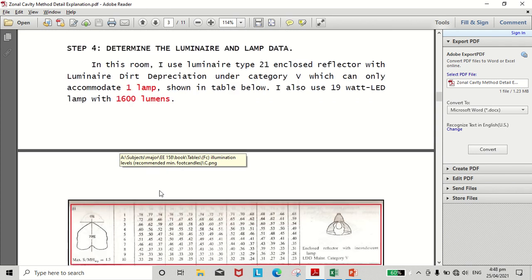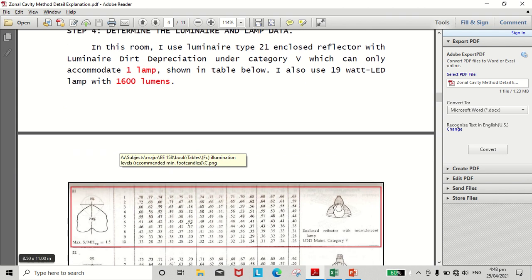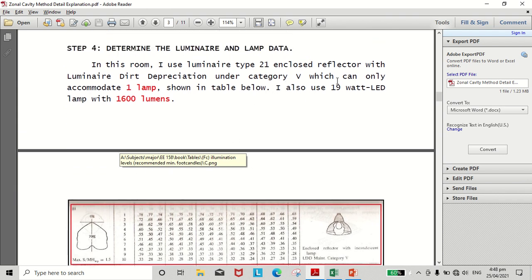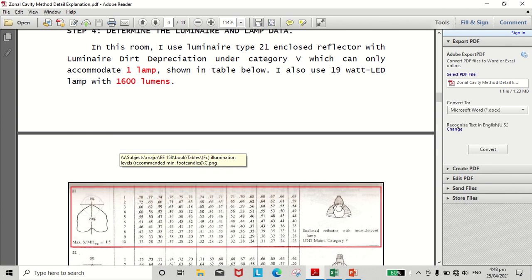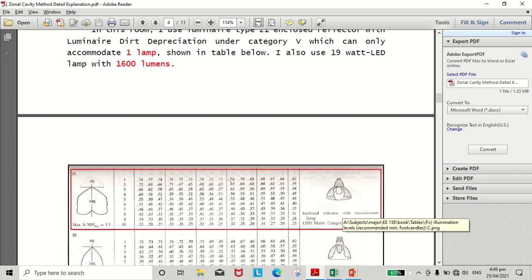Since we have 70% spread, in this room I use luminaire type 21. We also have a table here: type 21, enclosed reflector with luminaire dirt depreciation under category 5, which can only accommodate one lamp. The lamp is enclosed using the luminaire. Then we have 1600 lumens. That is what we will use.